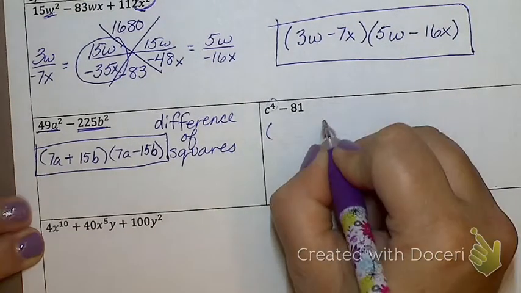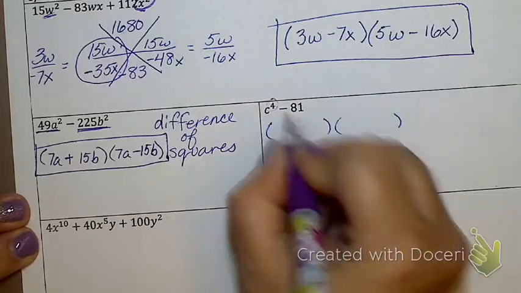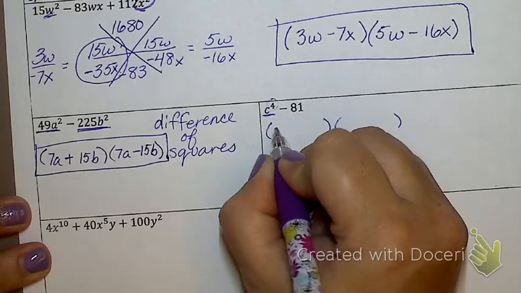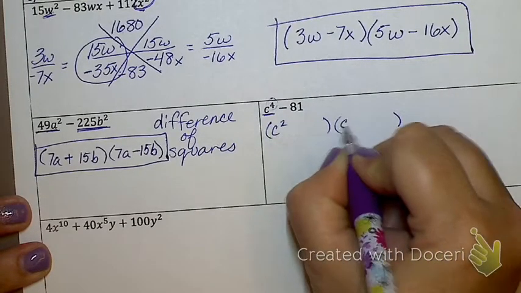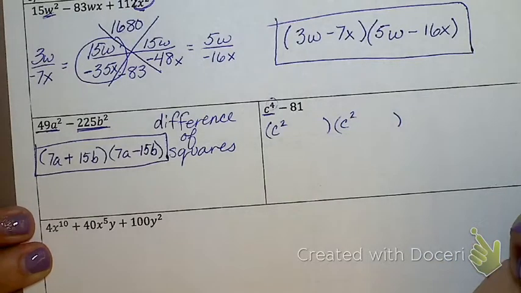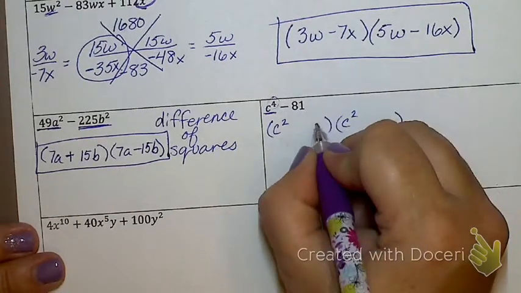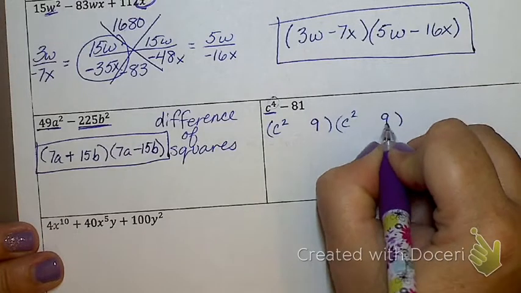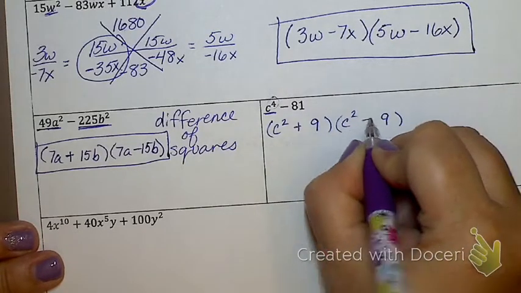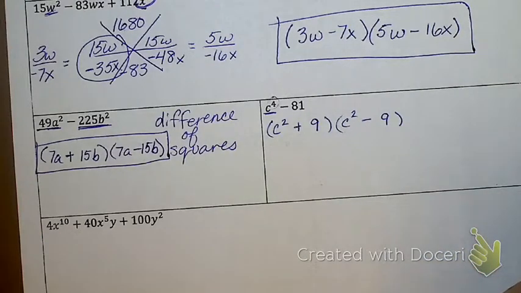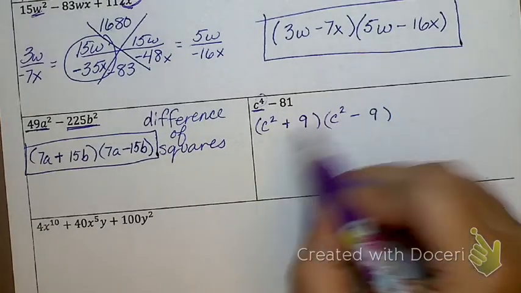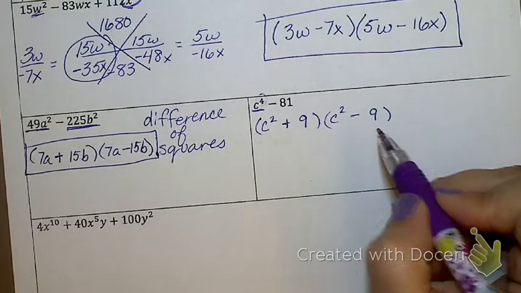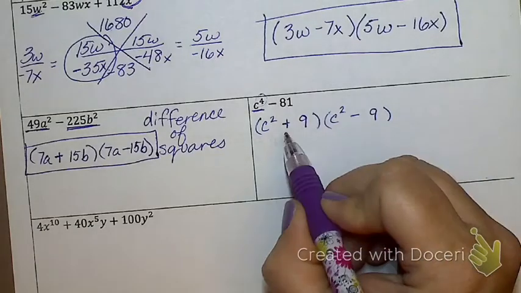So, if I use my difference of squares rule, the square root of c to the fourth is c squared by cutting that 4 in half. The square root of 81 is 9. Make one a plus, one a minus. I'm done. No. Why am I not done? They're both still squares, but only one of them makes a difference. Because this right here is a sum of squares.